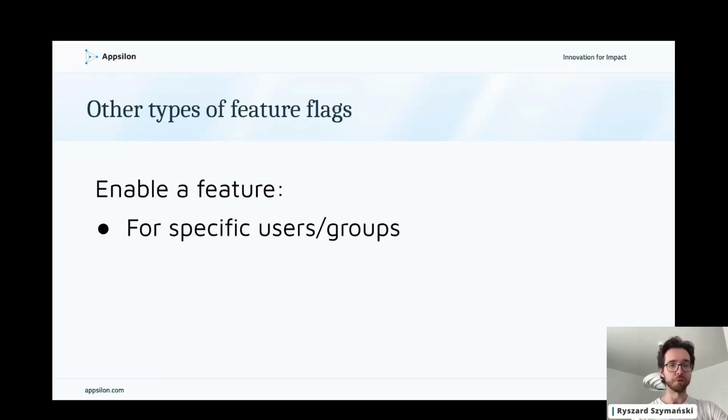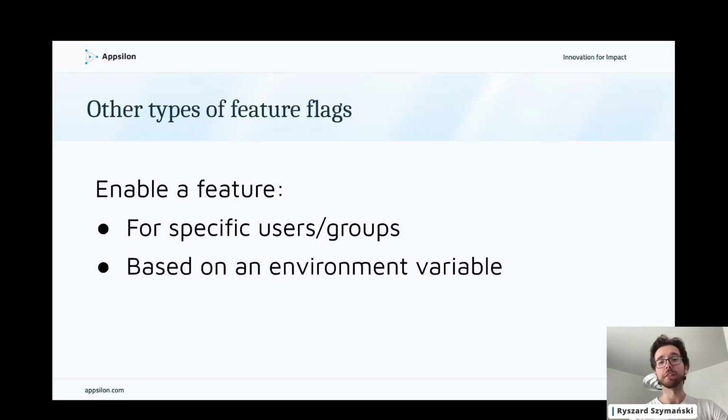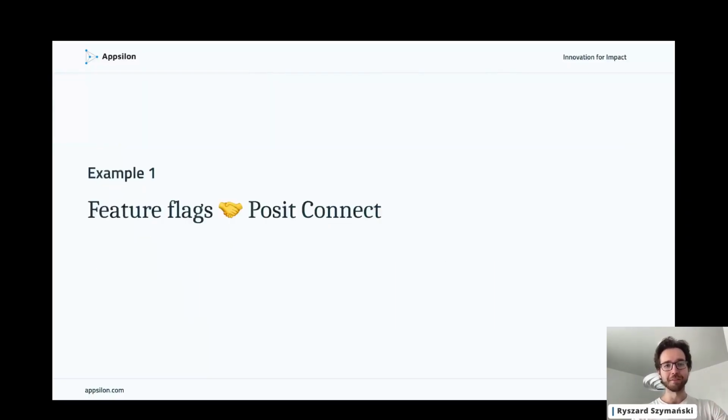Of course, there are other types of feature flags. These don't have to be simple logical values, but you can enable a feature for specific users or groups based on an environment variable or at a specific time. Let's have a look at an example of how we can use them in Posit Connect.